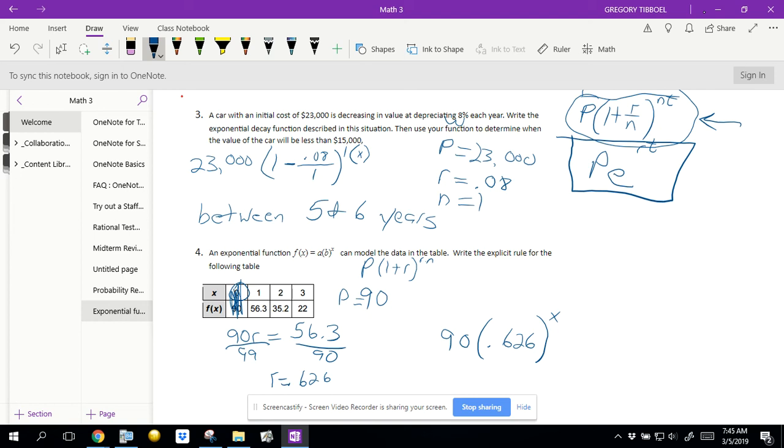The answer is yes. Another way of doing this would be, what if I gave you 56.3 as my starting rate? Well, my rate is still 0.626, right? That's still my decimal. And now the difference is, instead of starting at 0, we need to do this, x minus 1, because we're not starting at my 0th number, we're starting at my first number. We could start at 35.2 and do x minus 2, and so on and so on. All right, hope that helped.